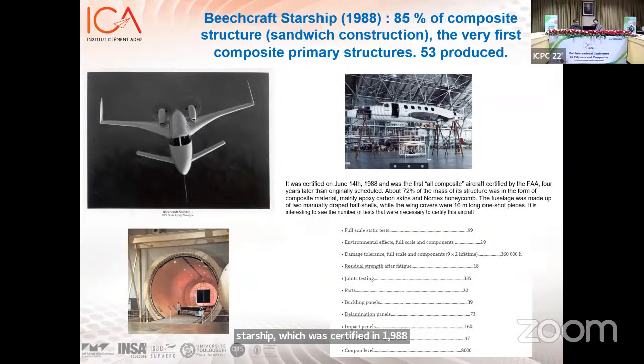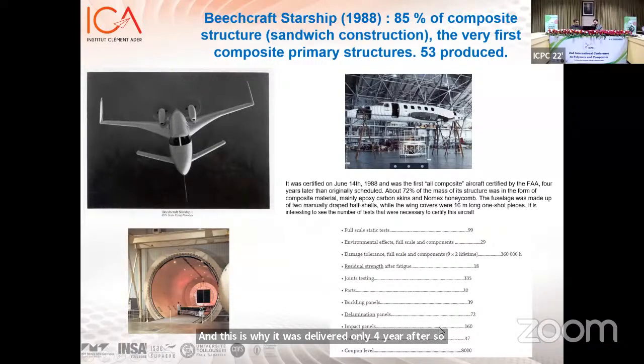1988. Only 73 were produced. About 70% of the structural mass was in the form of composite materials, mainly sandwich structure, and there are many stories about this aircraft. It was really a challenge for the engineers, but they succeeded with many difficulties, and this is why it was delivered only 4 years after the expected schedule.